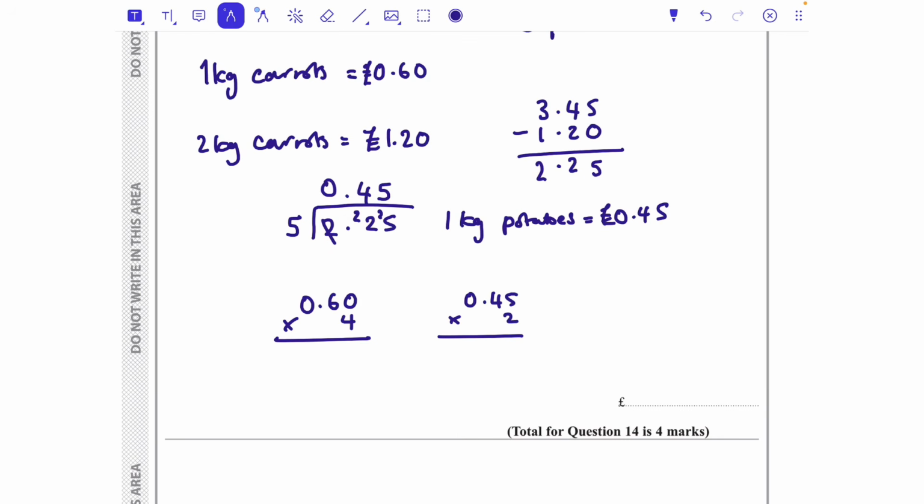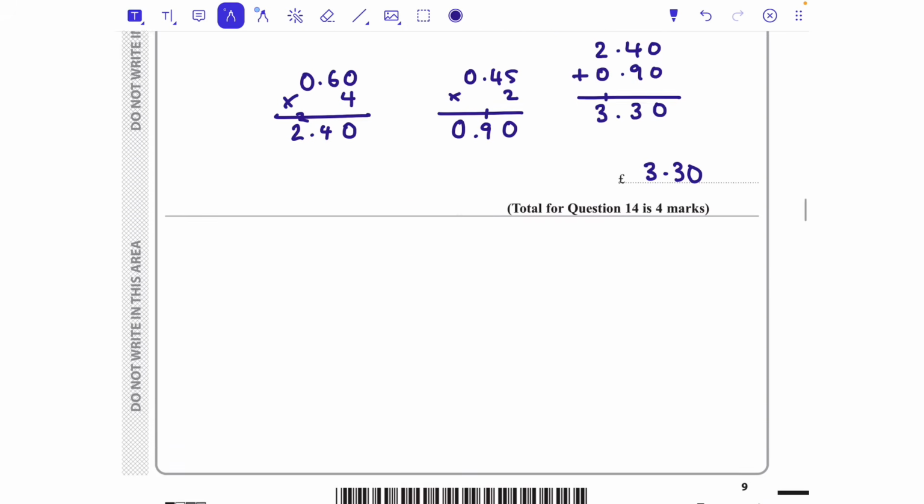So 4 times 0 is 0. 4 times 6 is 24. So 4, carry the 2, and that is £2.40. And here I've got 2 times 5, which is 10, so 0, carry the 1. 2 times 4 is 8, add the 1 is 9, and then that's going to be 0.90. Adding the cost of those two things together, 0 add 0 is 0, 4 add 9 is 13, so 3, carry the 1, and 2 add 0 add 1 is 3, so that is £3.30. 4 marks for that.